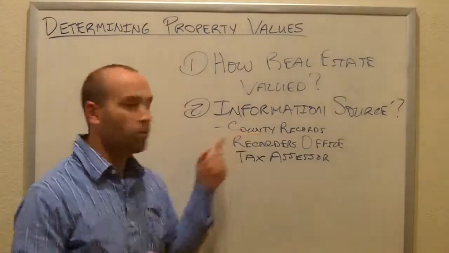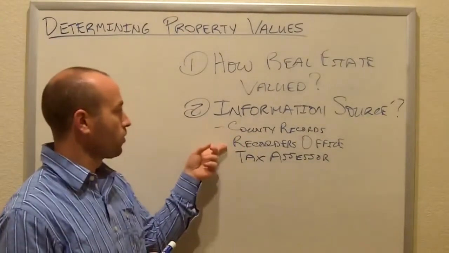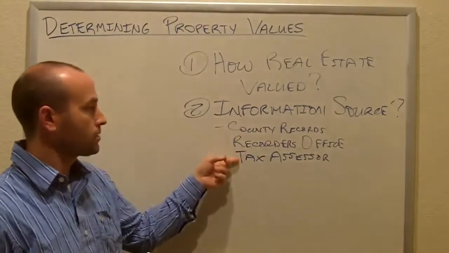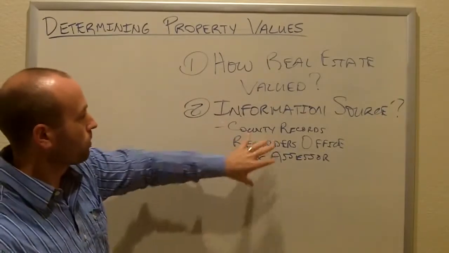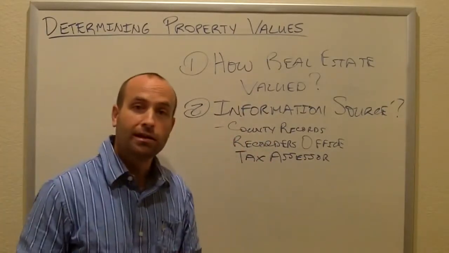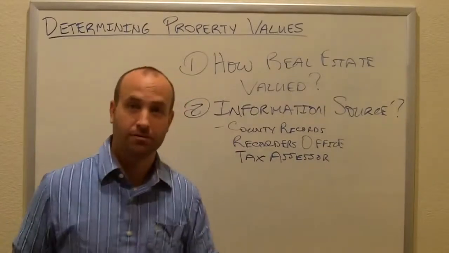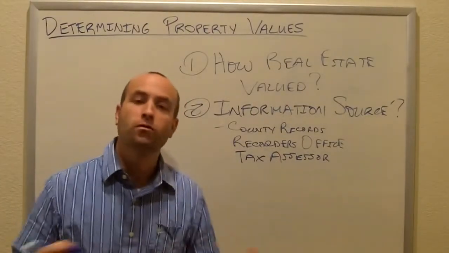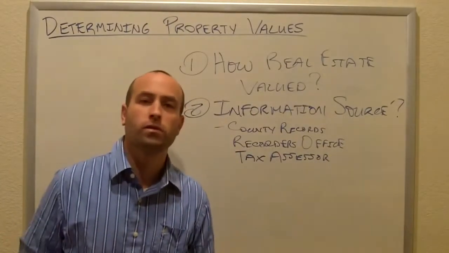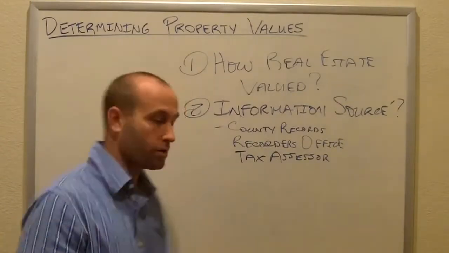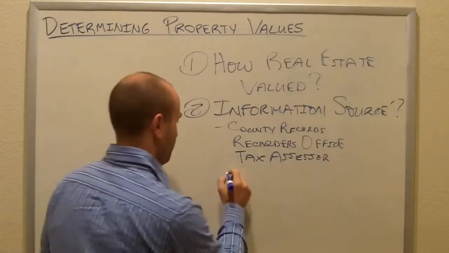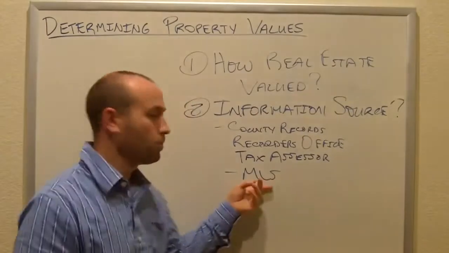So, county recorders' offices, both the recorders, the Register of Deeds, and then the tax assessor, these two comprise county records, and county records can be way off. Does that make sense? Okay. So if they're way off, where do you get the rest of the information from? Good question. The MLS. The MLS is the multiple listing service.